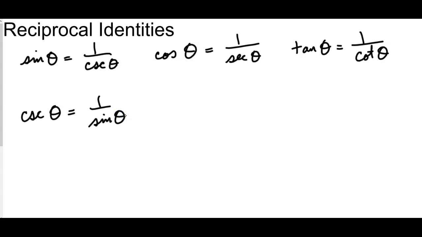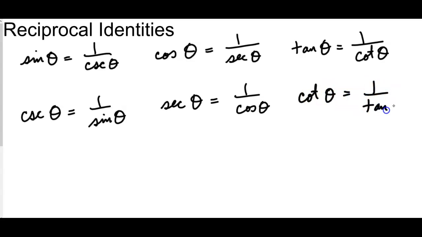So these bottom ones you might use more. I guess they're all used. Secant theta is equal to 1 over cosine theta. You could do a little bit of algebra to prove these. And then cotangent theta is equal to 1 over tangent theta. And those are the reciprocal identities. So we use those quite a bit. A lot of times we don't necessarily want cosecant or secant or cotangent. We want sine, cosine, and tangent. So we'll use the reciprocal.